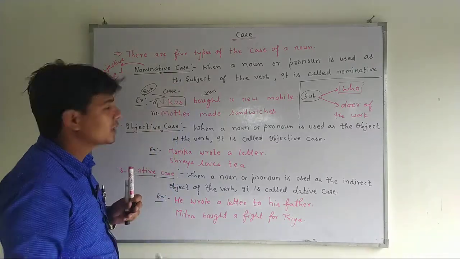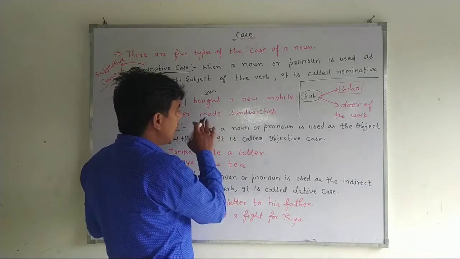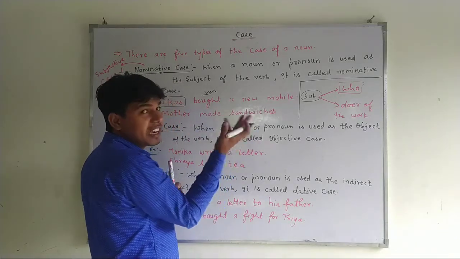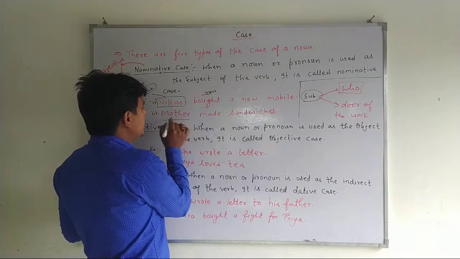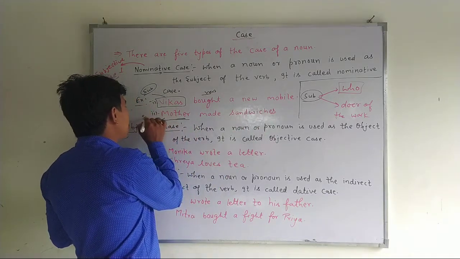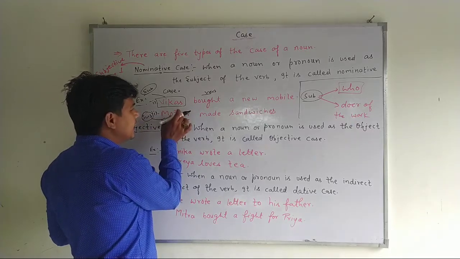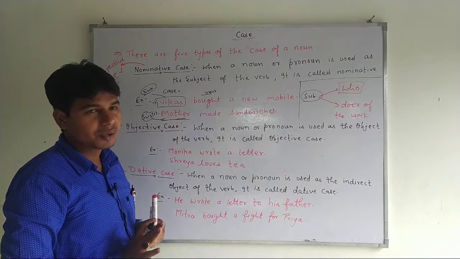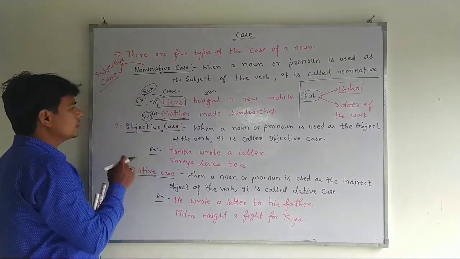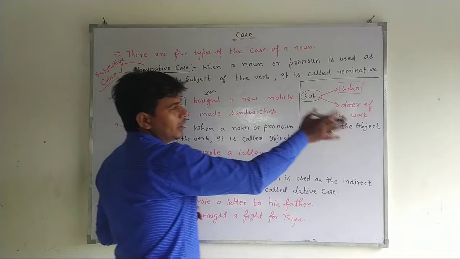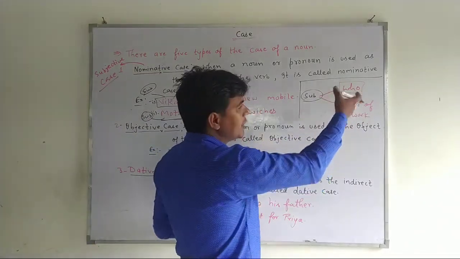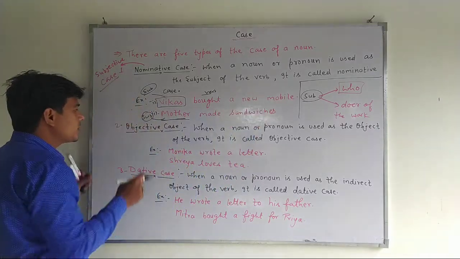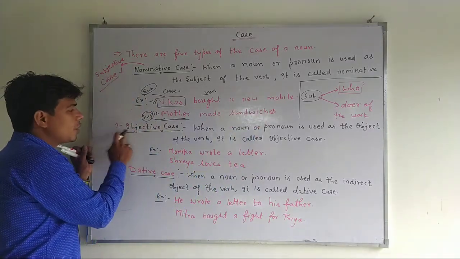Is that clear? In the second sentence, what action has been done? To make a sandwich. Who makes the sandwich? Mother. So mother is the subject of the sentence and it is the nominative case. Is that clear? Now you don't need to write all these things, I have written them just to make you understand. Now see here, the second type is objective case.